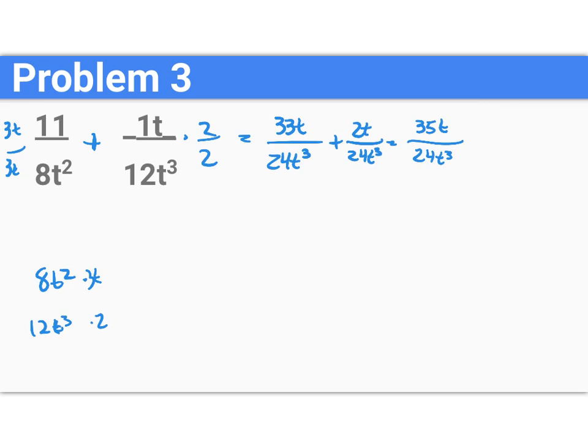All right, so what are the factors of 24? 1, 2, 3, 4, 6, 8, 12, 24. 35 is 1, 35, 7, and 5. So they have no common factors, but we can take out the t, and we're left with 35 over 24t squared. And that is as simple as you can get it. And that's all you can do.